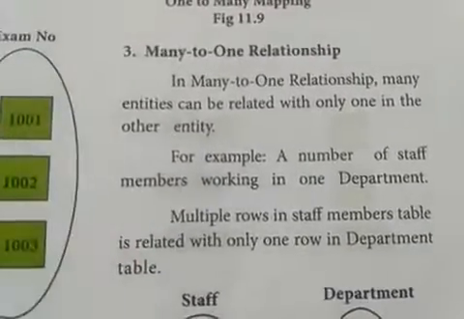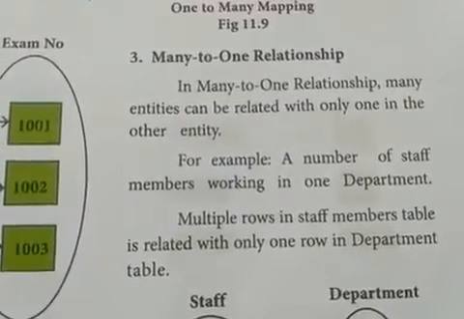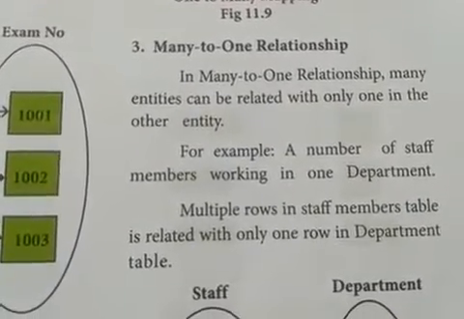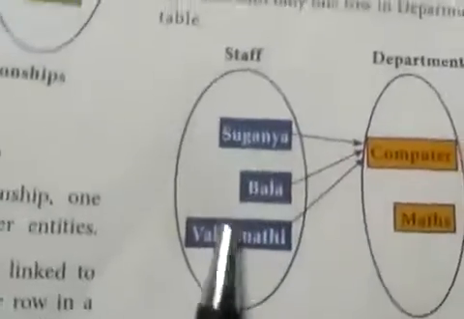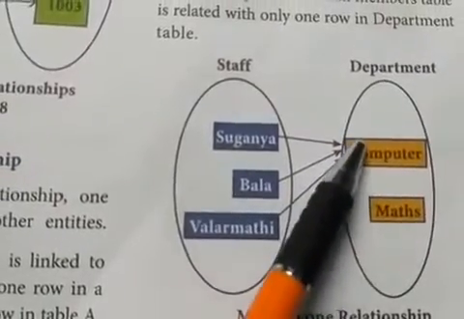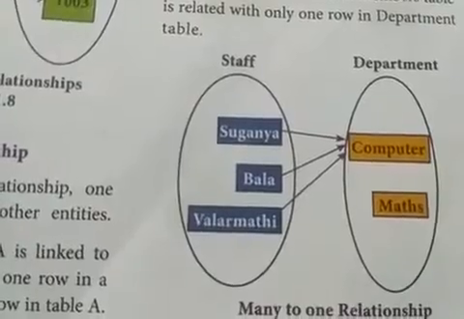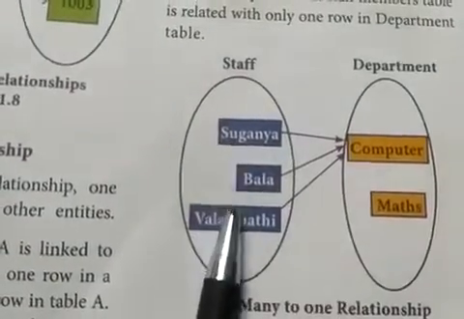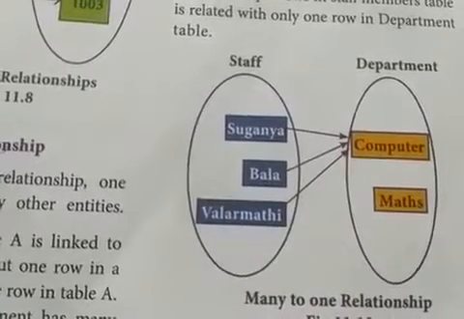What we learned before is that in one table, one entity must be related with a number of entities in table B. Like that, here in table A, a number of entities can be related to only one entity in table B. In this example, the number of staff members working in one department is an example of a many-to-one relationship. And then the next topic is the many-to-many relationship.